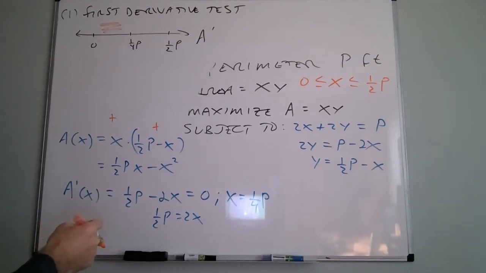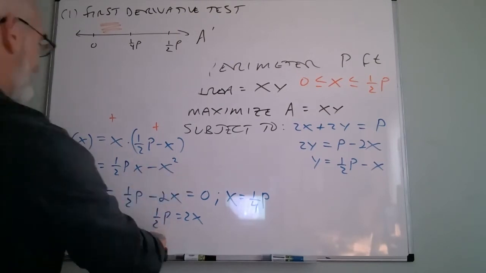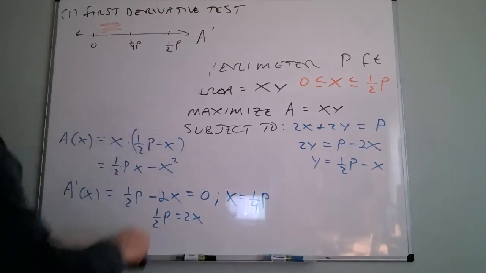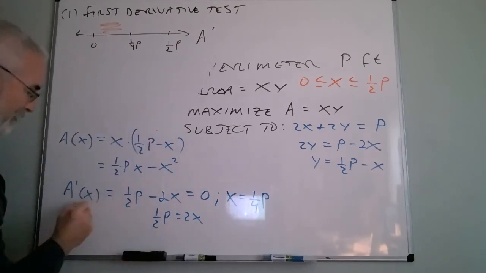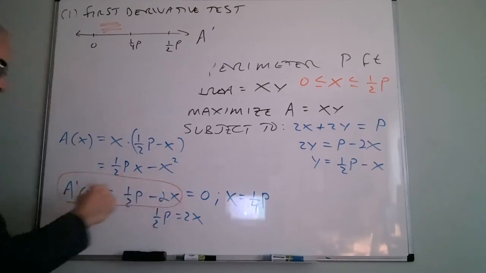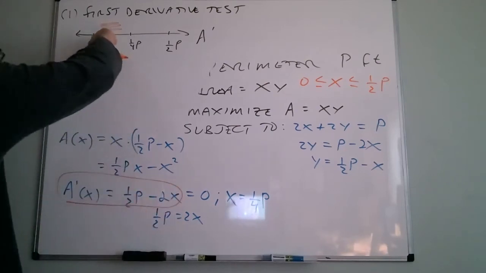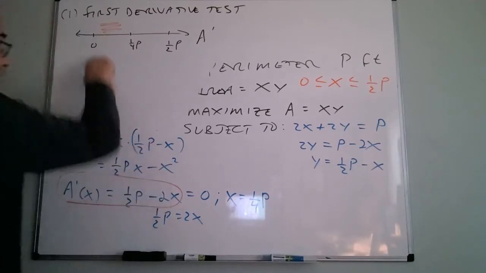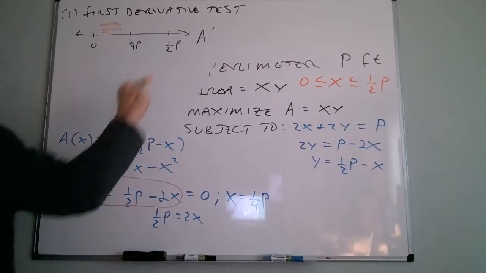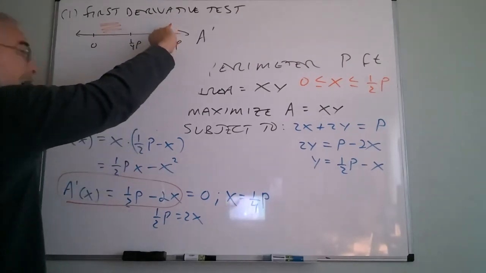Sorry, I put it in the wrong place. I've got to put it in the derivative. So if I take a value really close to 0, 1/2 p minus 2 times that number, yes, that is definitely positive. Now let's pick a value that's really close to 1/2 p.